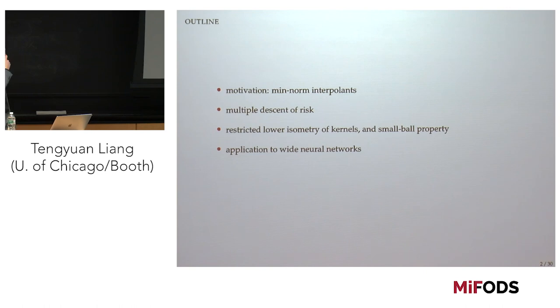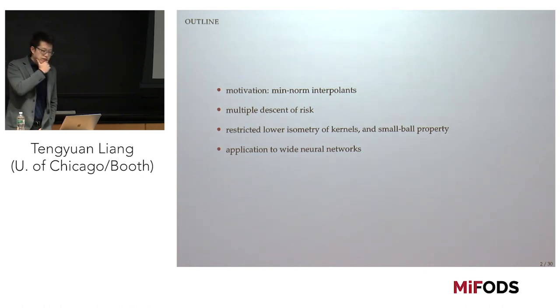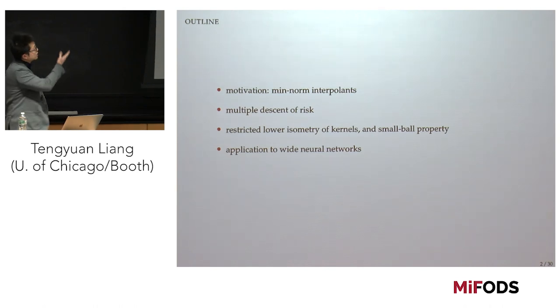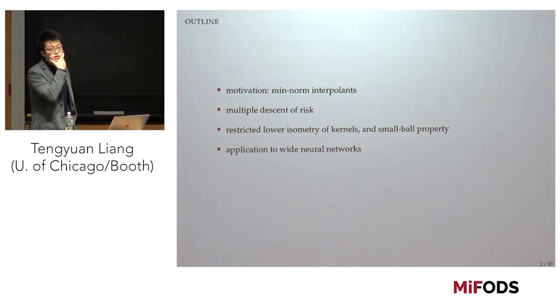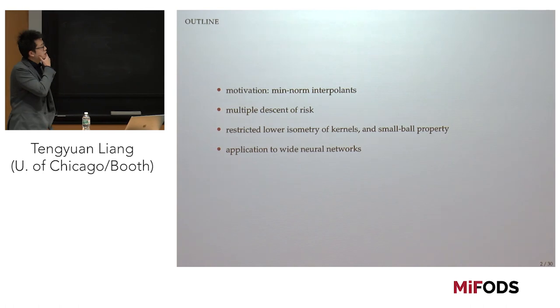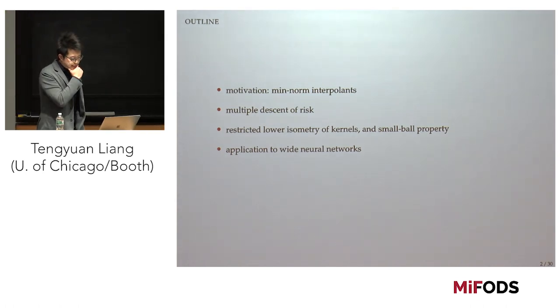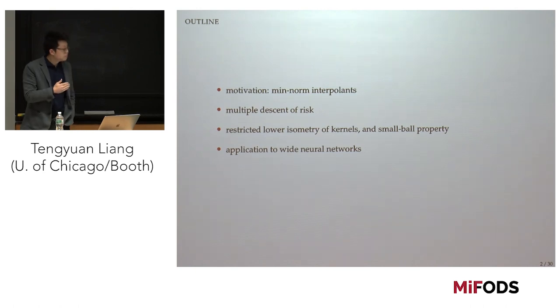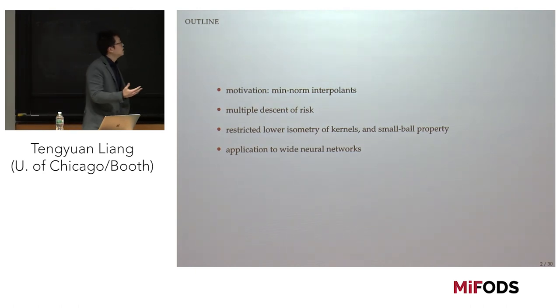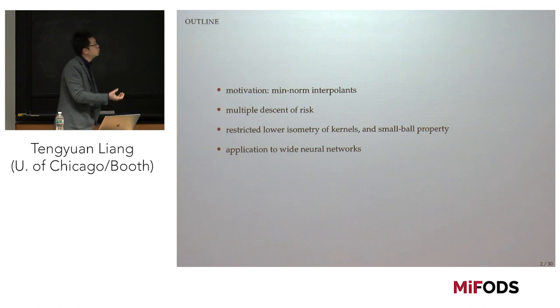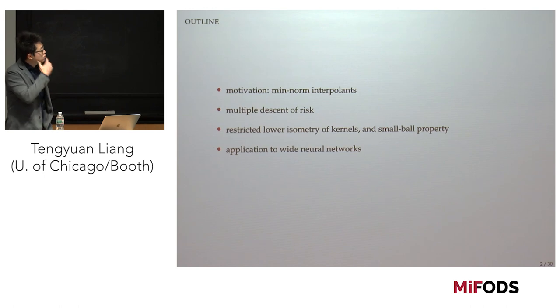The main phenomenon we find kind of interesting and intriguing is the shape of a risk curve, which we call multiple descent of the risk. I will get into details about both theory and empirical results on that. And then I will get into the proof's main idea, hopefully give you a sketch of the technical challenges and also a tool that we heavily rely on, the so-called small ball property, to establish some version of restricted lower isometry.